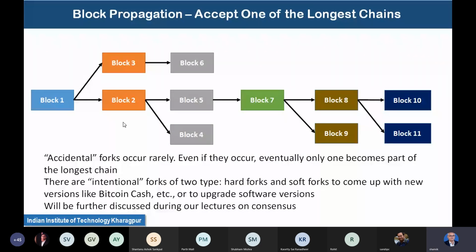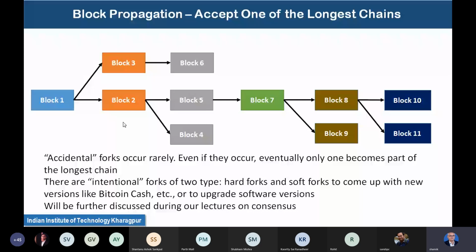Also, sometimes if you want software upgrades and so on, then we create so-called soft forks. But these are more like intentional forks created in a planned way. There will be more discussion on these during our lectures on consensus, on what can cause these forks to be created and how they are handled. But at this stage, what we understand is how the transactions are grouped into blocks, mined, and then added to the existing chain.